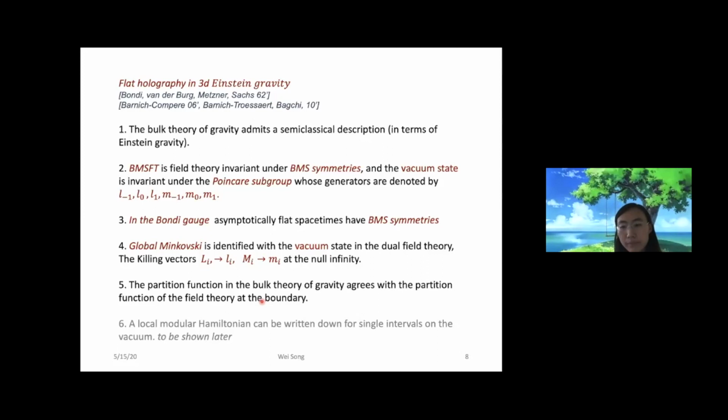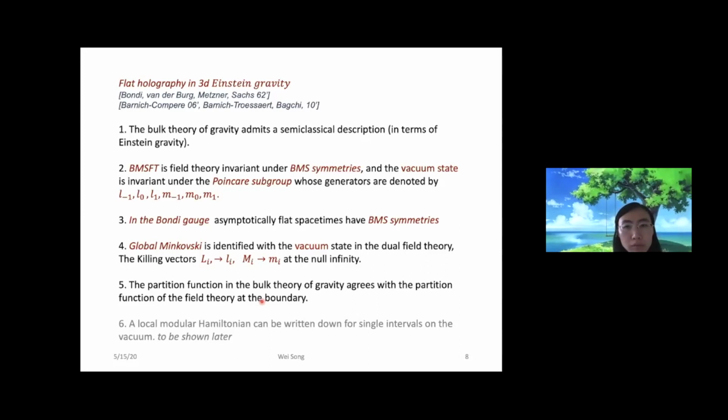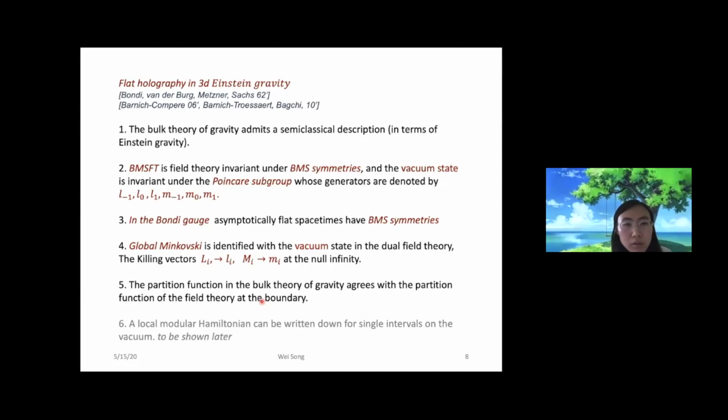Wait, are you saying the Hamiltonian of the boundary theory is L0? The Hamiltonian of the boundary theory is more like M. M are the generators of the Virasoro, and M is the generator of the super translation. Right, and L are the Virasoros.